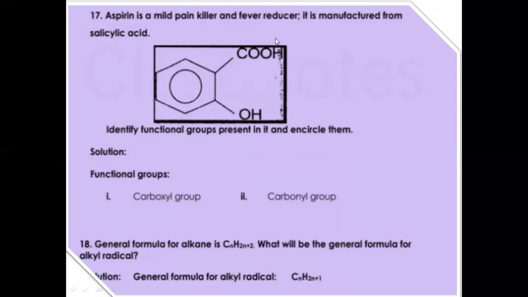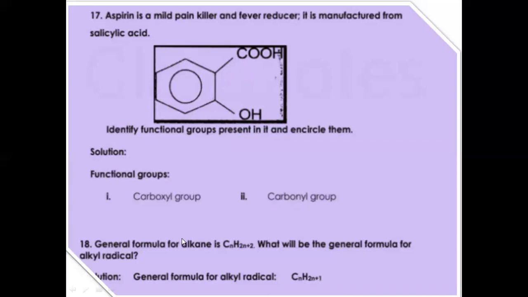So you can encircle this carboxylic group, and also we have another functional group, that is the hydroxyl group, and the third one is the carbonyl group, C double bond O. This C double bond O, which is the carbonyl group, is also present there. So there are three functional groups in this case. Here I mentioned two, but the third one is the hydroxyl functional group, this one as well. So one, hydroxyl group, two, carbonyl group, and three, complete carboxyl group.